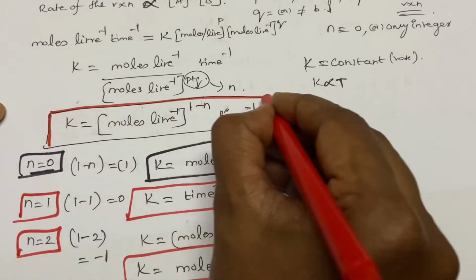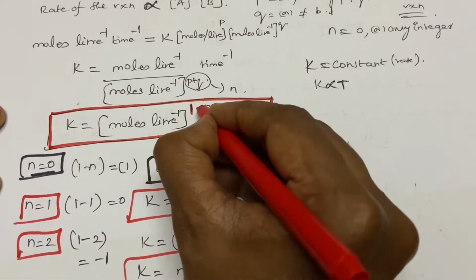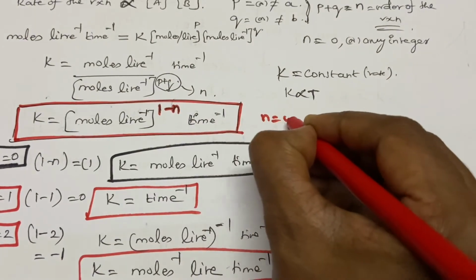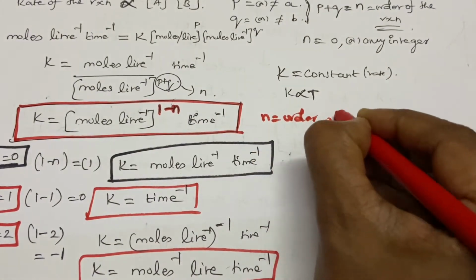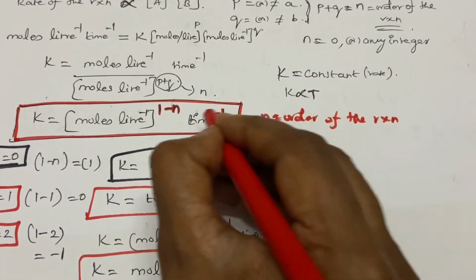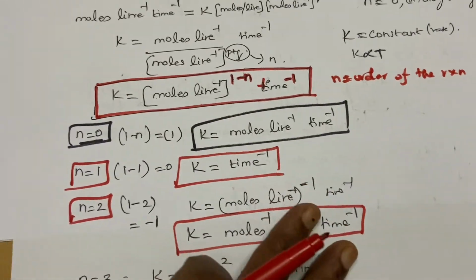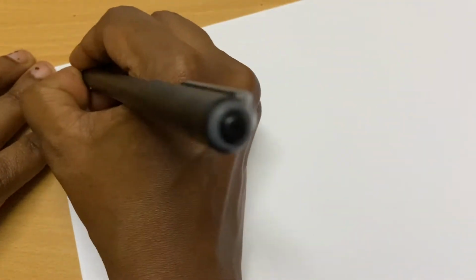So please remember this, moles per liter to the power 1 minus n, where n is equal to the order of the reaction. Okay, if you substitute, you can find out the unit of the rate constant for any order reaction. Okay, so now coming to the zero order reaction.